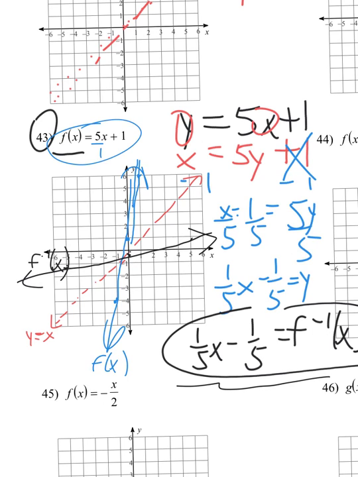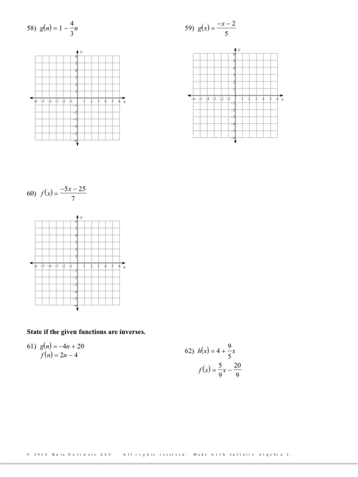Then let's go to 61. State if the given functions are inverses. So what you want to do is, we want to just find the inverse of one of the functions and see if they're inverses of each other. Let's actually do 62 here. Okay, so what I would do is just take one of them and find the inverse. Actually, let's do 61.